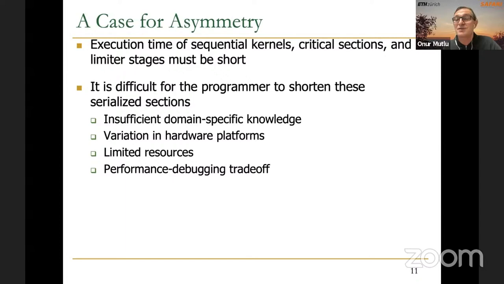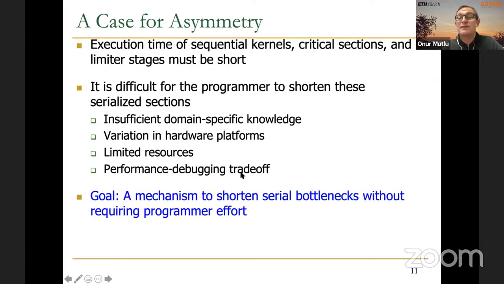But if your programmers are not experts, are not really proficient in terms of what they're doing, then they may actually be causing bugs as well. So unless you have really expert programmers who know how to deal with this sort of stuff, it's going to be hard to overcome this performance debugging trade-off. And it's hard to solve these problems, basically. Basically, I think my point is that you need some help from the hardware that mitigates the programmer effort.